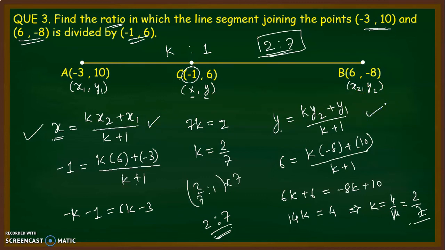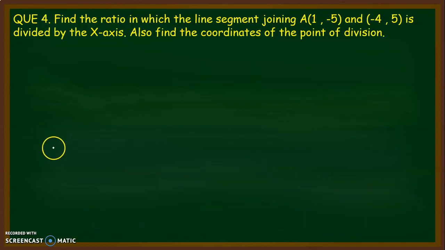Let's move to the next question. See question number 4. Find the ratio in which the line segment joining the first point (1, minus 5) and the second point (minus 4, 5) is divided by the x-axis. Also find the coordinates of the point of division.